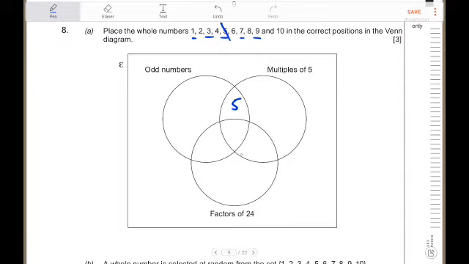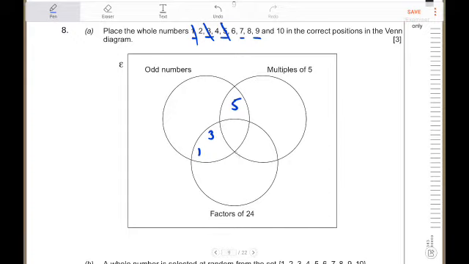Now I'm going to look at this overlap here, odd and factors of 24. So I've underlined the odd numbers already, 1, 3, 5, 7, 9. Well, I don't need to look at 5 anymore because I've used it. So 1, is that a factor of 24? Yes, it is. It divides into 24 times. 3, is that a factor of 24? Yes, it is. It divides into 24 8 times. Cross that off, cross that off. 7, that's odd, obviously. Is it a factor of 24? No, it doesn't divide into 24. 9, not a factor of 24. So those are the two numbers that go into that overlap.